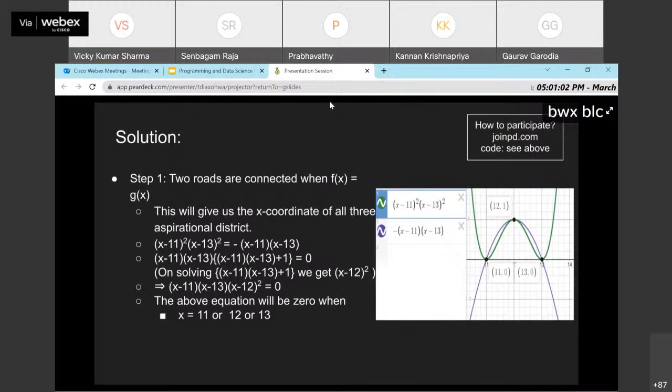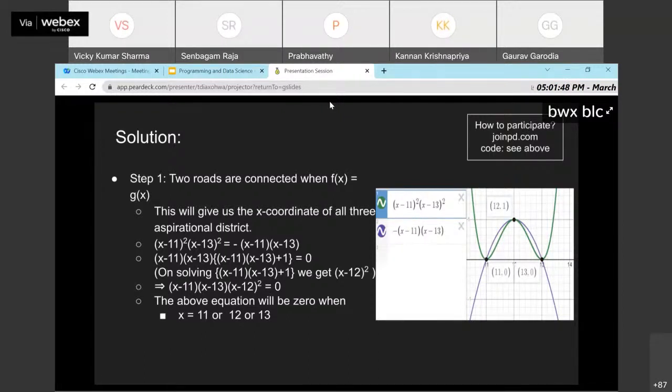So let me also tell you what it is. Two roads are connected when f of x is equal to g of x. What do we actually mean by this? When two points intersect, the y values are the same. So essentially you equate the y values and then find out for what value of x these y values are equal. That is what has been done here.